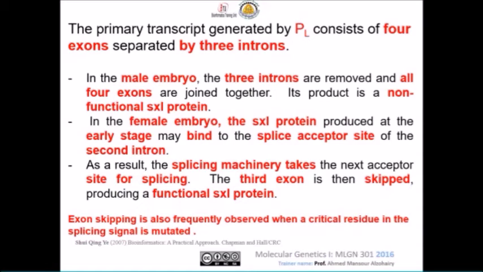So as we see, because of the early stage production of that protein, this masks the splicing signal, and that we call exon skipping.